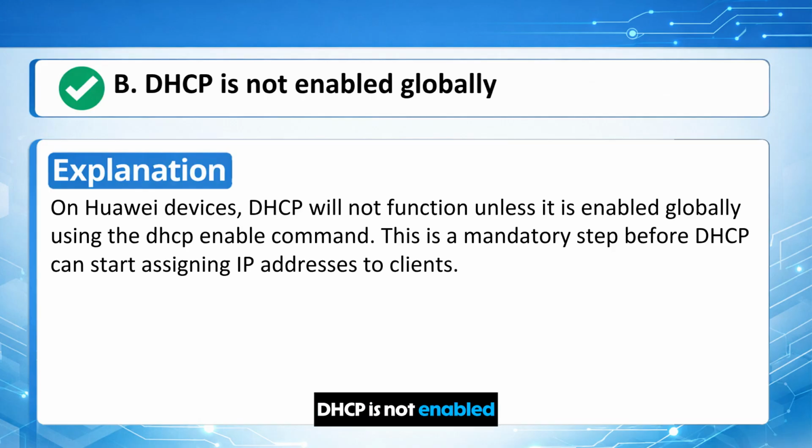DHCP is not enabled globally. Explanation. On Huawei devices, DHCP will not function unless it is enabled globally using the dhcp enable command. This is a mandatory step before DHCP can start assigning IP addresses to clients.